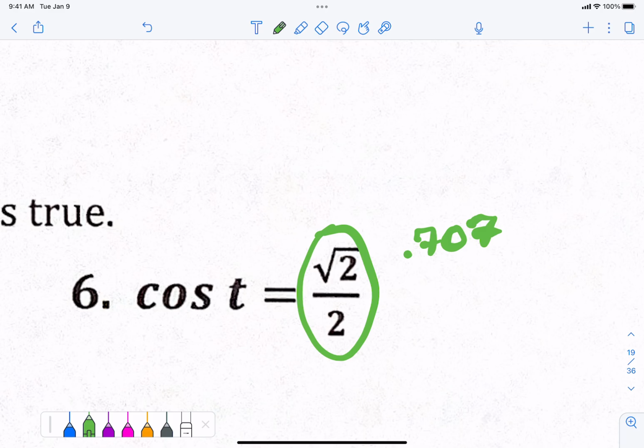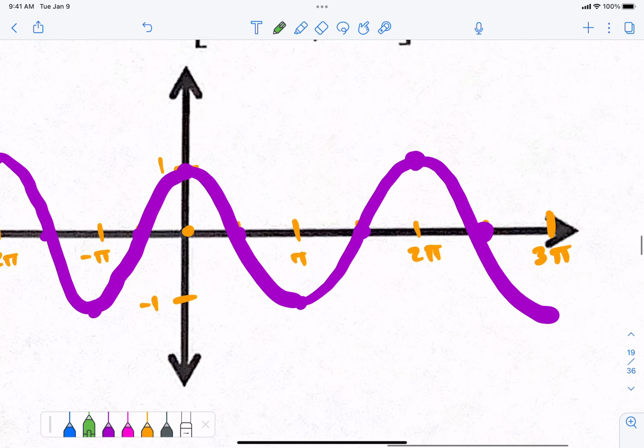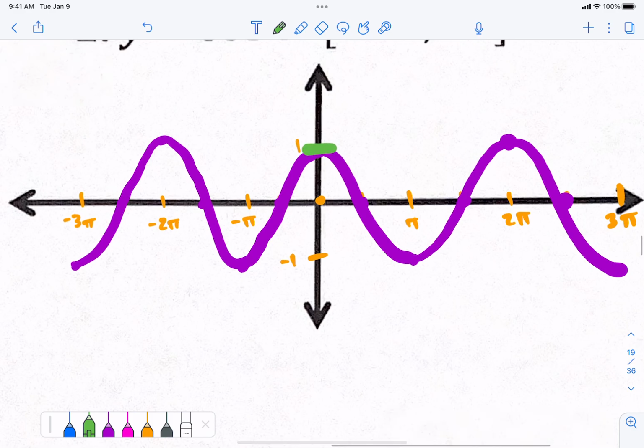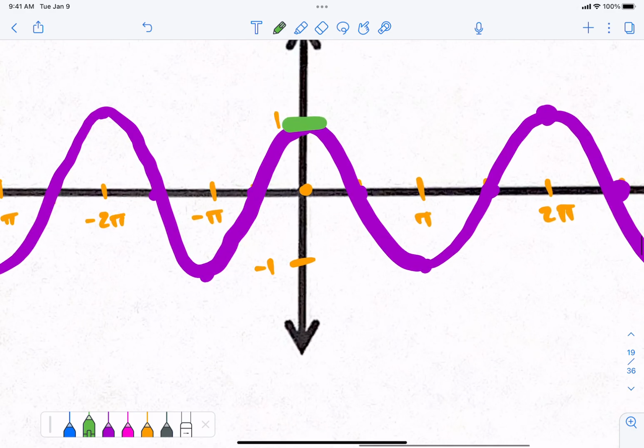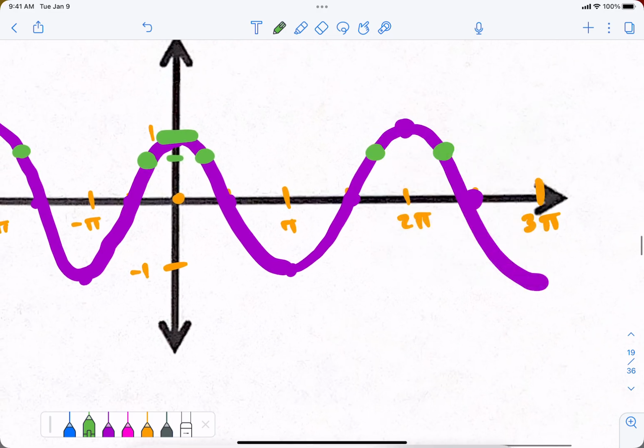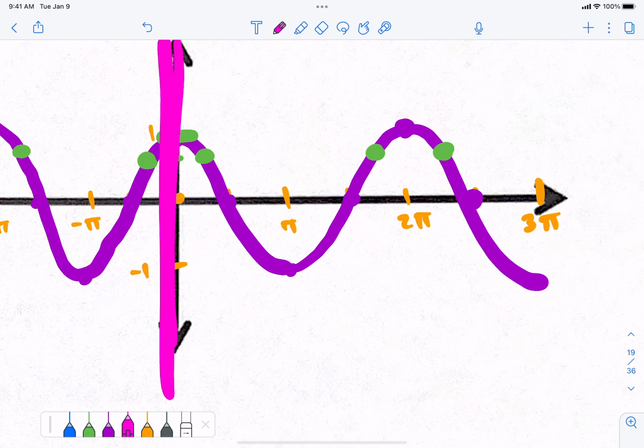So we're trying to find where the cosine graph touches the square root of 2 over 2. That's not quite at 1. 1 is up here, okay? So he's going to touch 0.707 like right here. He touches right there. He touches right here. He touches right here. He touches a lot of places. Okay, so let's just look at this chunk right here. That's the first chunk of cosine, from 0 to 2 pi. He is touching at this place.